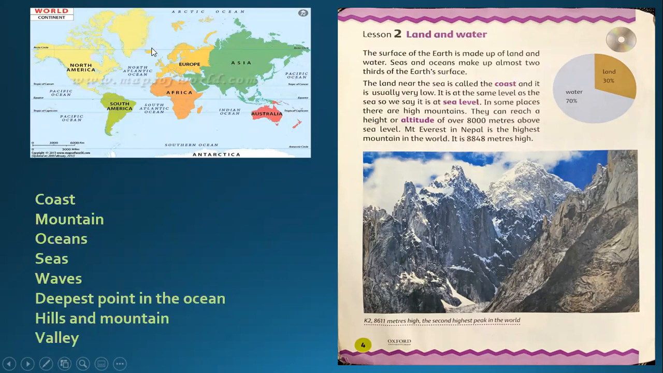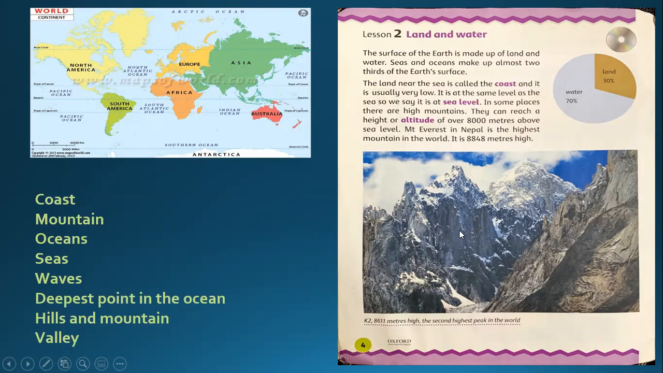And I told you, we have 7 continents. The land area is divided into 7 continents, and the watery area is divided into 5 oceans and many seas. Then we see what the coast is. The land near the sea is called the coast, and it is usually very low. It is at the same level as the sea.